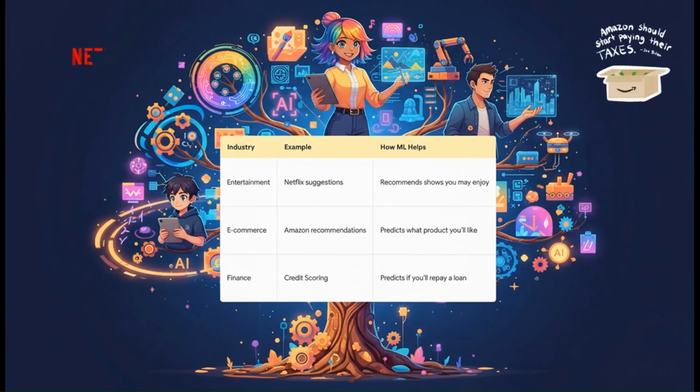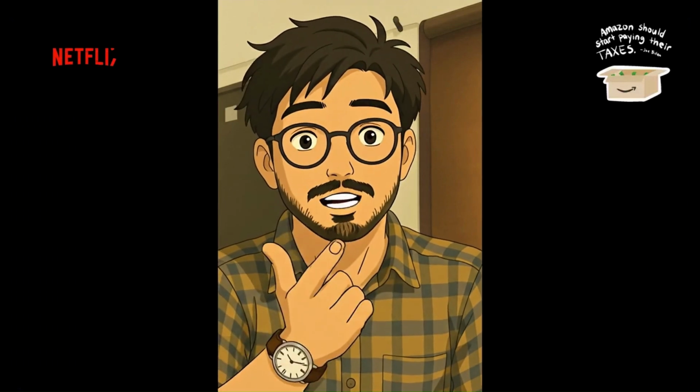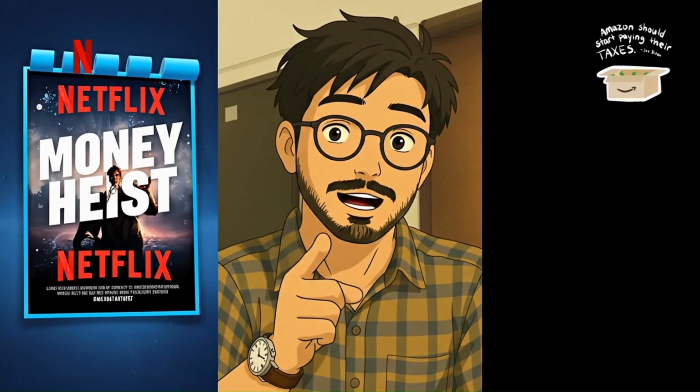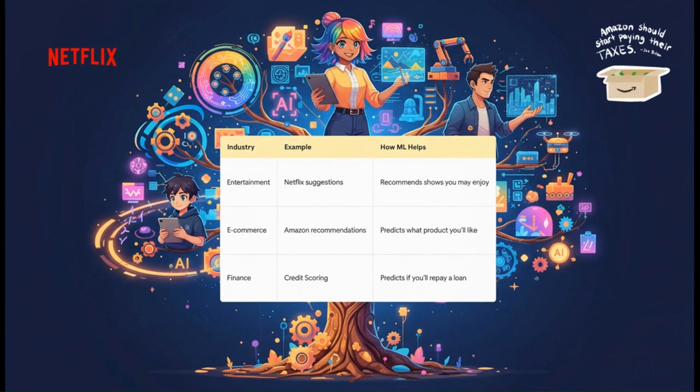Shows just how much of our daily lives are already powered by ML. You know that feeling when Netflix just knows what you want to watch next? Or when Amazon pops up a product you didn't even know you needed? Yeah, that's not magic. It's machine learning doing its thing.